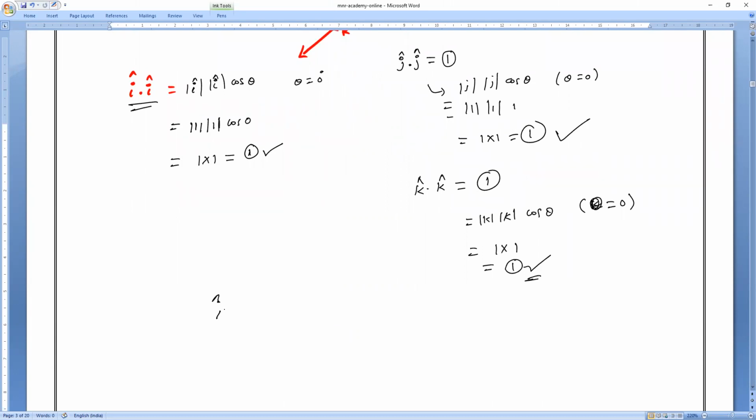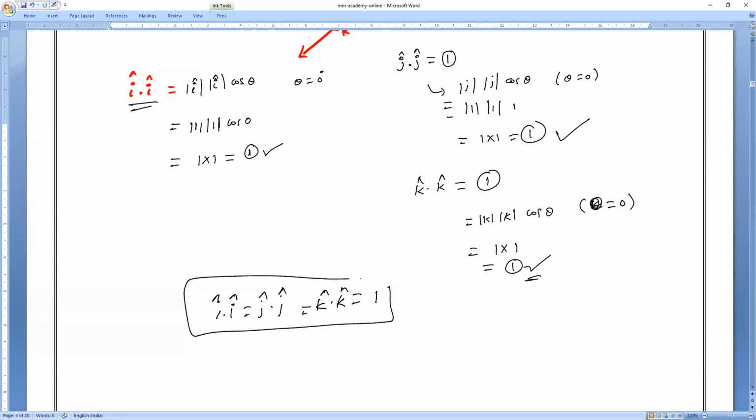So from this I can say I dot I equals J dot J equals K dot K. So equals how much? All of you, 1. Please respond, everybody. Clear? Yes, sir. That is what. Now, same way.